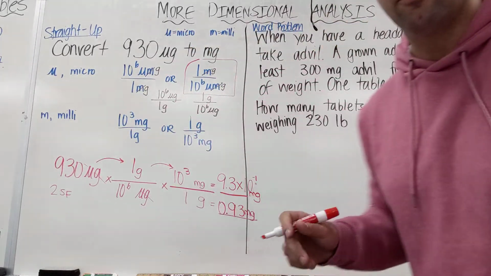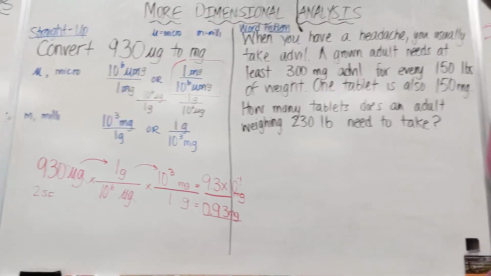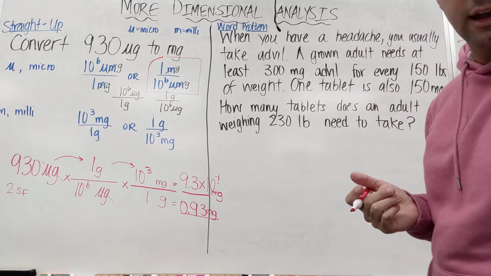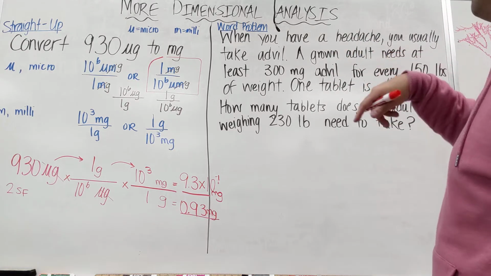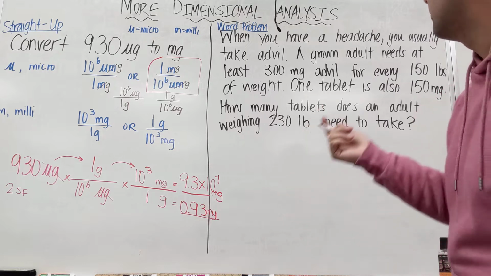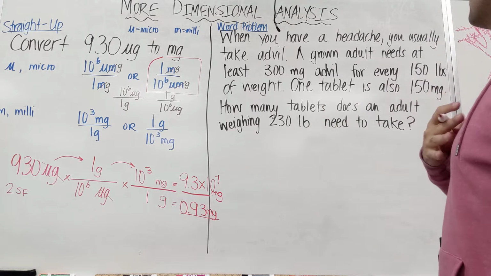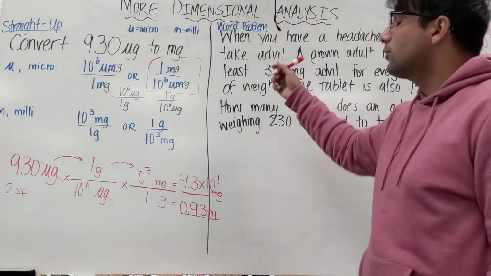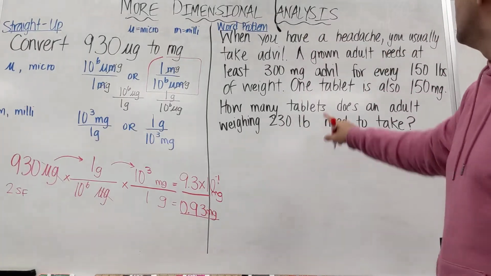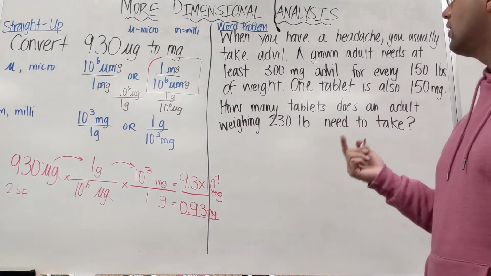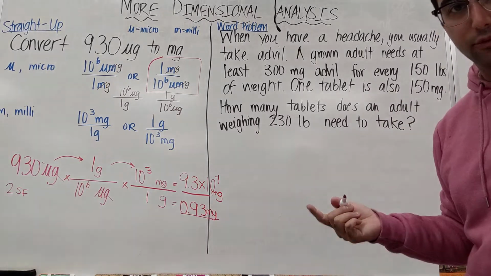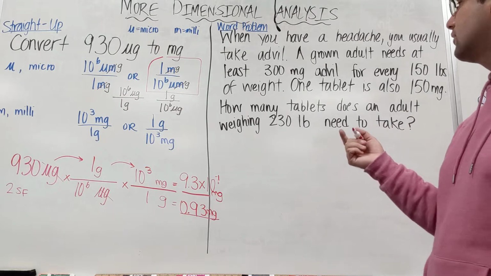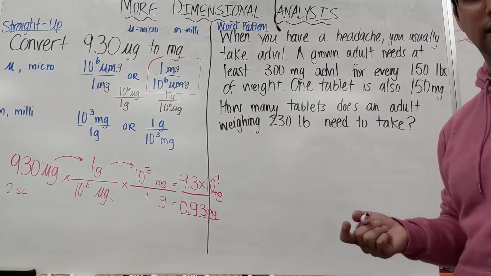Let's look at this word problem now. It says, when you have a headache, you usually take Advil. A grown adult needs at least 300 milligrams of Advil for every 150 pounds of weight. So if I'm 150 pounds, I would need at least 300 milligrams of Advil. 1 tablet is also 150 milligrams. How many tablets does an adult weighing 230 pounds need to take?